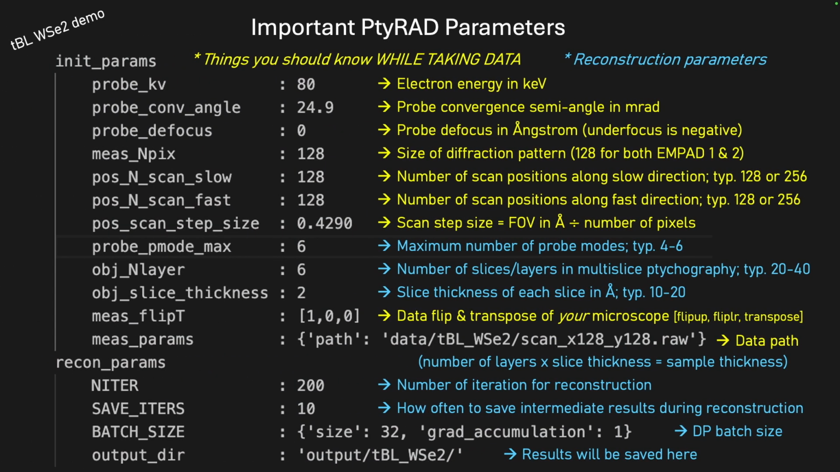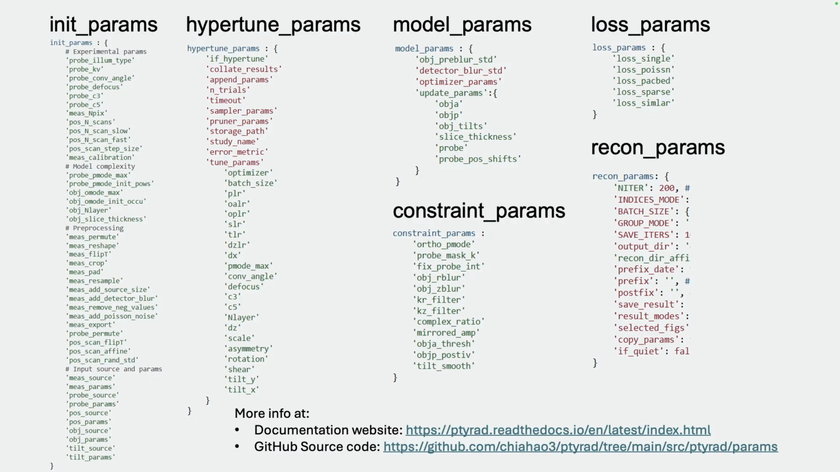Okay, so what makes setting parameters and hence ptychography so hard is that they are highly dependent on the specific sample, experiment, and the data set, even within the same experiment. And there is no one set of parameters that fits all, and it takes careful tuning to find the optimal set. Apart from these basic key parameters, there are over 100 parameters you can customize the reconstruction with. They are separated into 6 categories: the init params, hypertune params, model params, constraint params, loss params, and recon params.